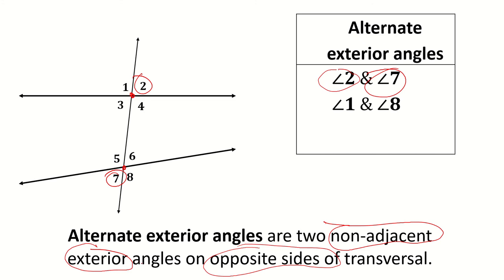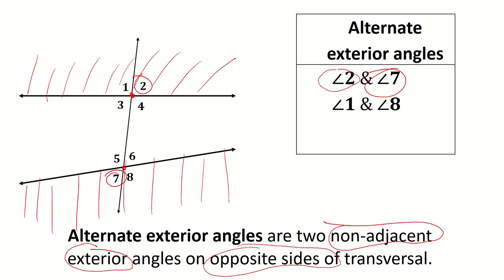Now, both must be exterior. So this is the upper part, and that includes the 2. This is the lower part, which includes the 7. Then, finally, opposite sides of the transversal. So angle 2 is on the right, angle 7 is on the left. Okay, so there you go. You have corresponding angles, alternate interior angles, same side interior angles, and alternate exterior angles.